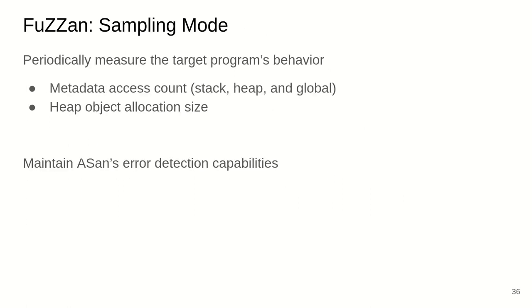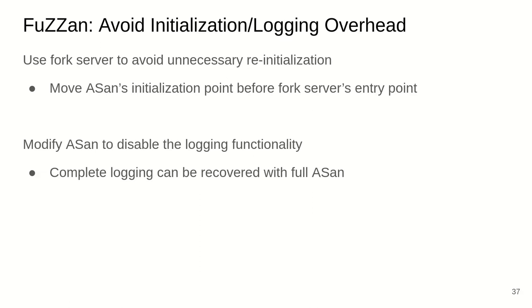So we measure periodically the program's behavior, including the number of metadata accesses on the stack, on the heap, and for globals, and the total size of the heap, and thereby maintain the detection capabilities that ASan has. We use a fork server to avoid unnecessary reinitialization and move ASan to the initialization point before the fork server, and modify ASan to disable logging.